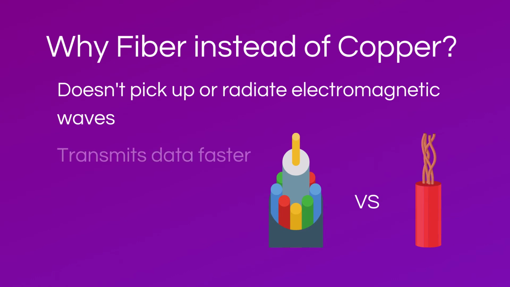Fiber optics also transmit data at faster rates than copper wire because the speed of light is always greater than the speed of electrons. Lastly, fiber optic cable has relatively low attenuation or losses compared to copper wiring.